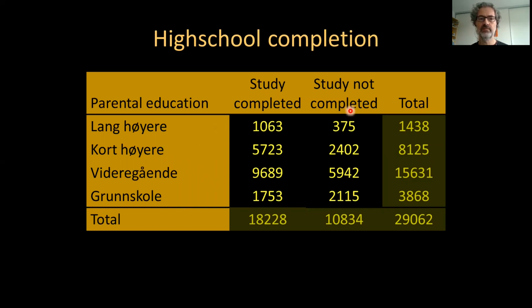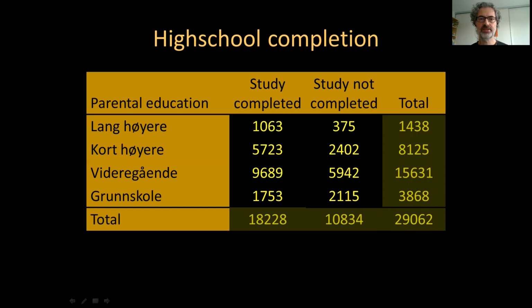And over the columns, we have the two categories related to completion. Completed the high school versus not completed. And these are the totals. We're talking about 29,000 high school students who either completed or did not complete their studies.